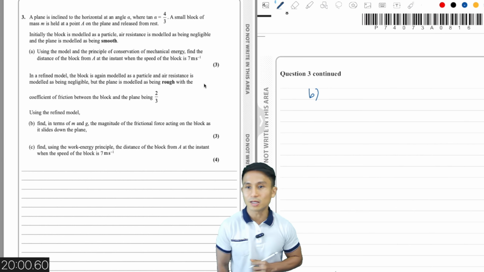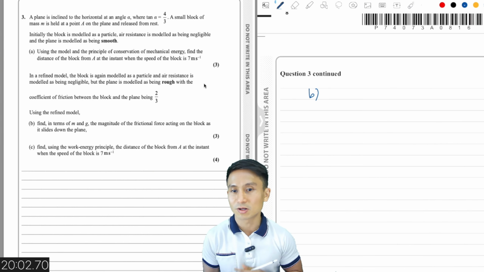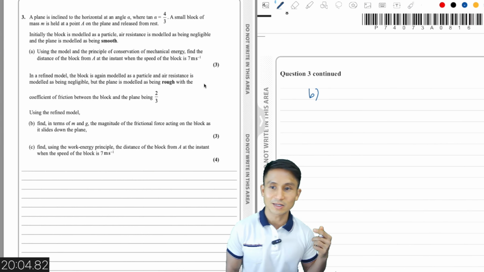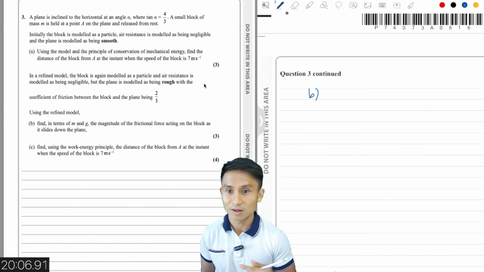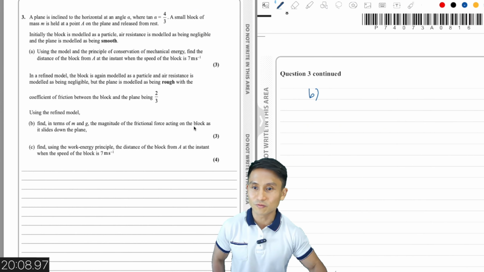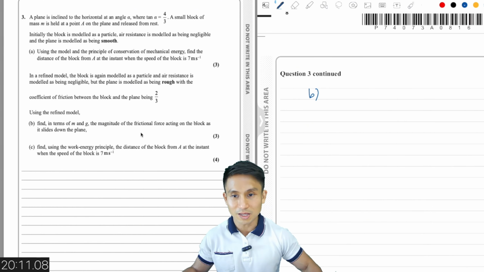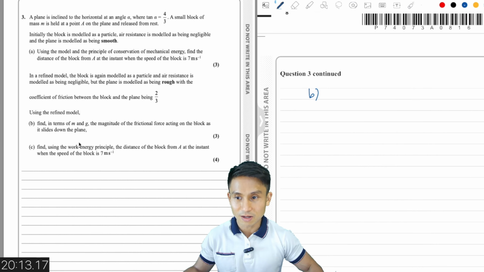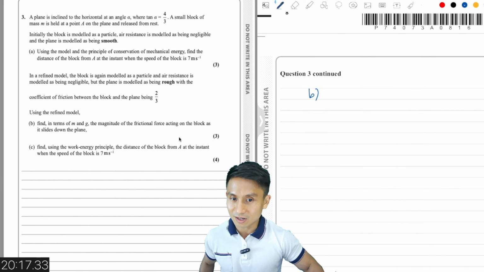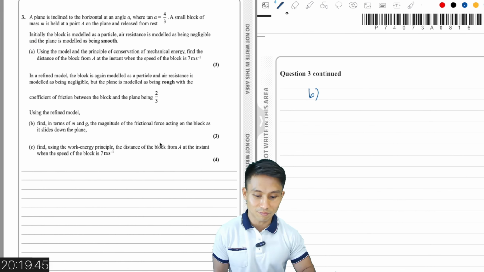Okay, part B. In a refined model, the block again is modeled as a particle and air resistance is modeled as being negligible. But the plane is rough, with the coefficient of friction between the block and the plane being 2/3. Using the refined model, find in terms of m and g the magnitude of the frictional force acting on the block as it slides down the plane.